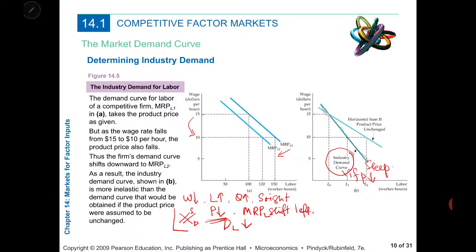Okay, but if price is unchanged for some reason, then your two connected points will be on a higher place, and this is the demand curve for the industry if price is unchanged. Okay, this one is demand curve for the industry if price can fall, or can change. So please read this again.